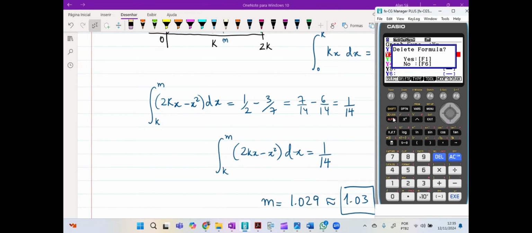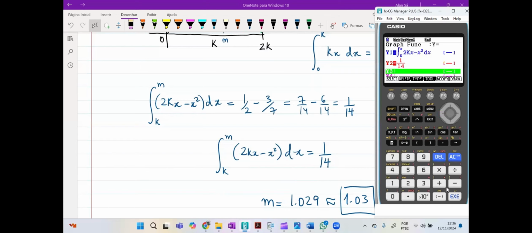We go to menu graph, and then whatever is here, we delete. We are going to insert the integral. To get the integral, you have to press option, calc, and then we select integral. We are going to integrate from K, so we press alpha, and then K, up to a value X of the function 2KX minus X squared. In Y2, we are going to include 1/14.